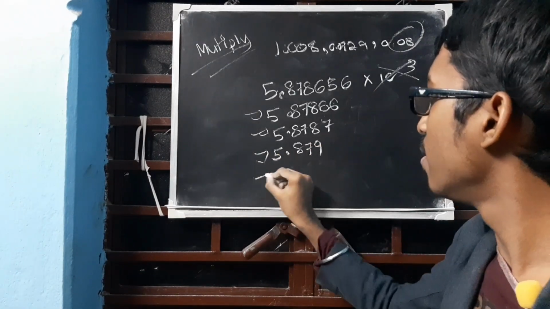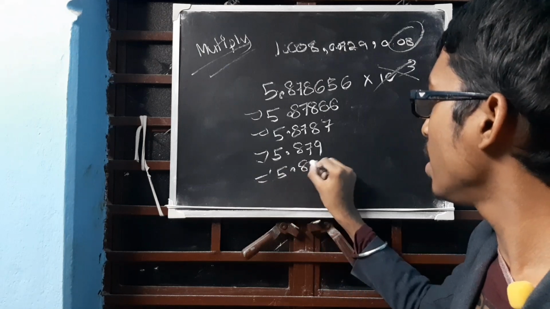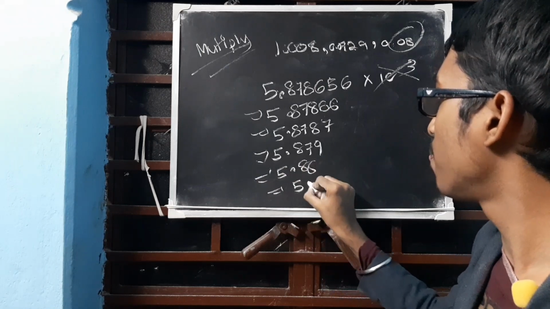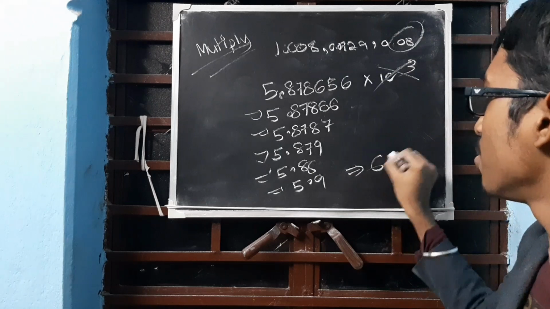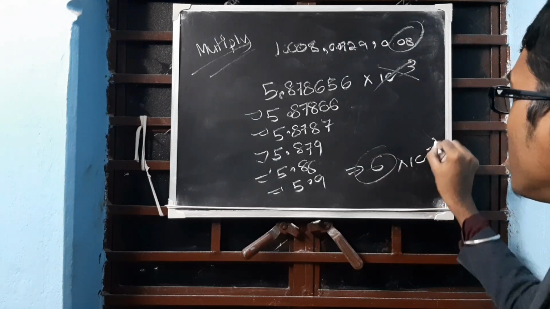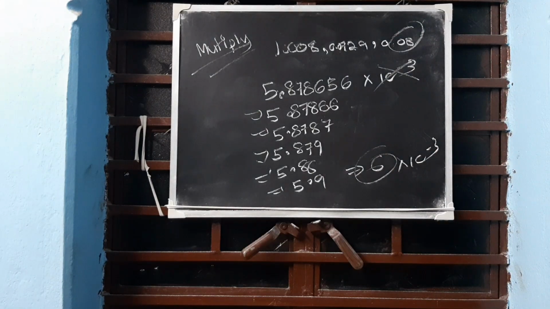Okay, 5.8789, 5.88, 5.9. Next step is 6. So 6 into 10 to the power minus 3. So the answer is the same. Coincidentally this became the same.